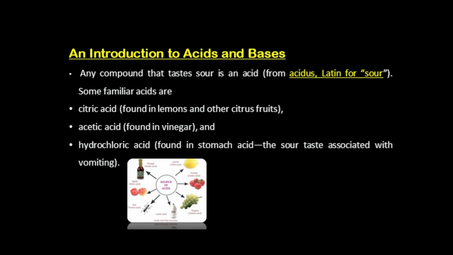Usually the earlier chemists defined an acid as any substance that has a sour taste. The word acid came from Latin, acidus, which means sour. Some familiar acids we use in our day-to-day life are citric acid, found in lemons and other citrus fruits; acetic acid, which is vinegar; and hydrochloric acid, present in our stomach, called stomach acid. Even while vomiting we feel a sour taste, and that sour taste is because of the presence of hydrochloric acid, the stomach acid. So these are the familiar acids.